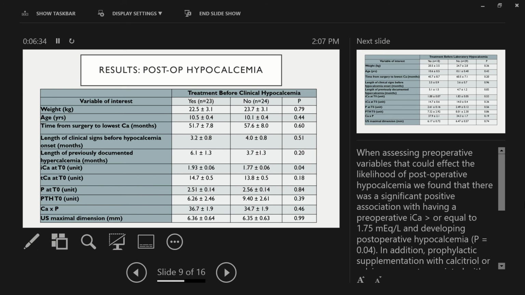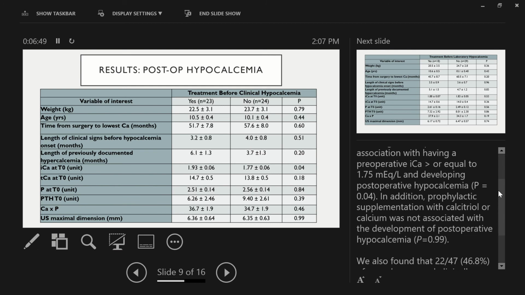And then finally, looking at that last objective of trying to identify preoperative variables that could affect the likelihood of postoperative hypocalcemia, we found that there was a significant positive association with having a preoperative ionized calcium greater than or equal to 1.75 milliequivalents per liter, and then developing a postoperative hypocalcemia. We were able to establish a p-value of less than 0.05.